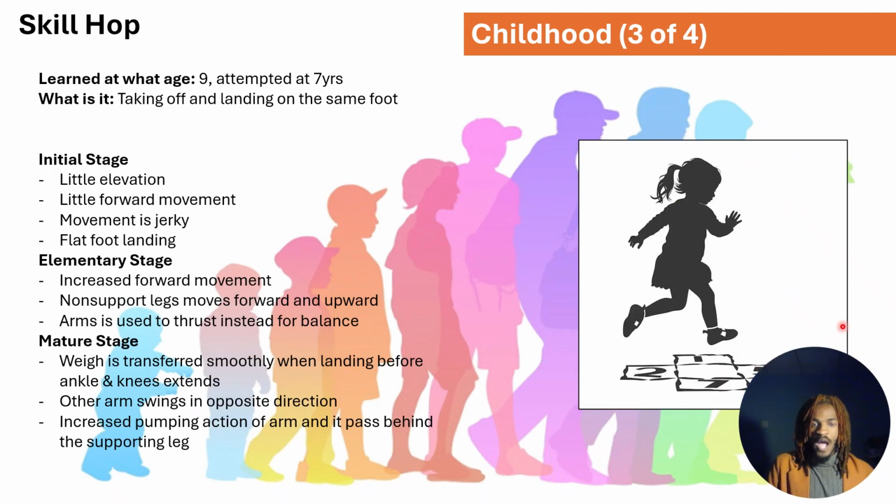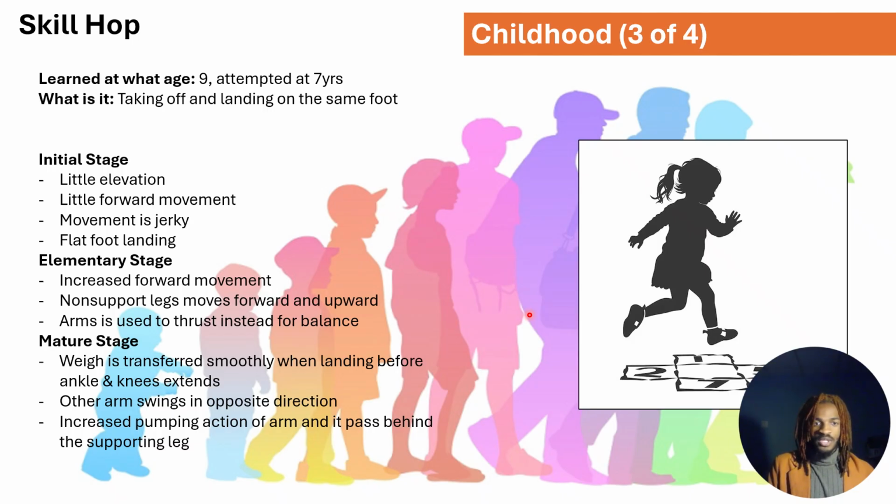So the next skill is the hopping skill. I attempted to learn this skill at the age of 7, but I didn't successfully learn it until the age of 9. Hopping is when you take off and land on the same foot. During my initial stage of hopping, I had limited movement. My movement was jerky, and when I jumped, I would land flat on my foot.